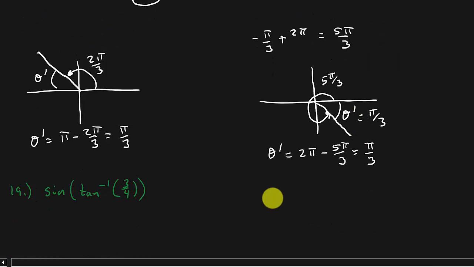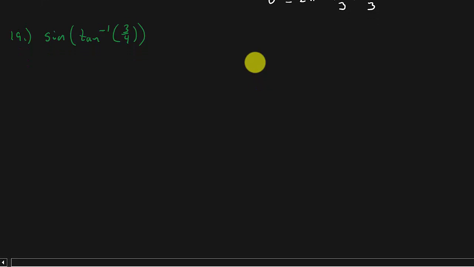All right, now let's look at this one. Oh, goodness. Now this one, the sine of inverse tangent of 3/4. All right, so 3/4, that's not a number that we recognize. 3/4 isn't anything we recognize.